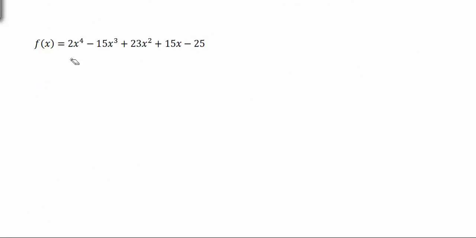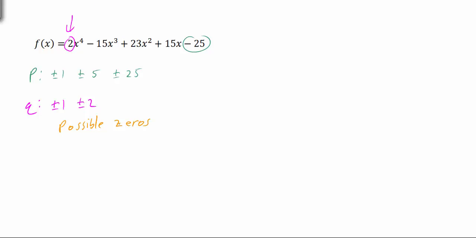So let me use the same color here. So we have, what are all the factors of 25? We would have plus or minus 1, plus or minus 5, plus or minus 25. And then here we have our q is going to be all of the possible factors here of the coefficient of our largest exponent. So we have x to the 4th. So we would have the factors of 2 would be plus or minus 1 and plus or minus 2.